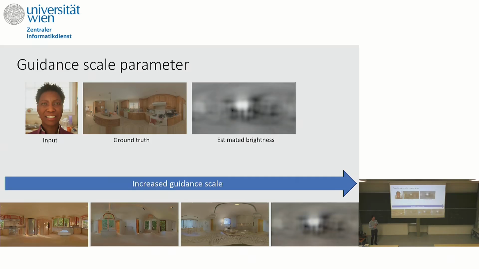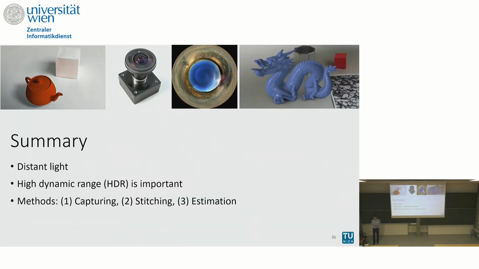But if we use this kind of parameter, for example, then we see the window is captured much better, and at the same time we have some details here. If we have too much, then we have just the same image as our estimated brightness, which lacks the detail completely. And that was the last part.